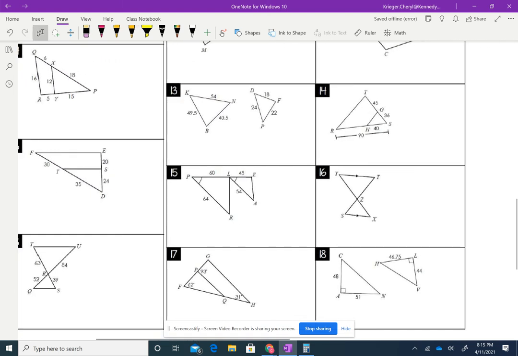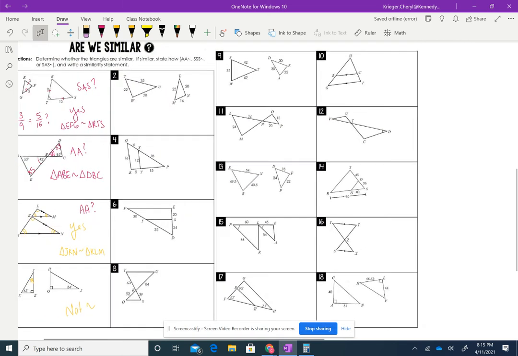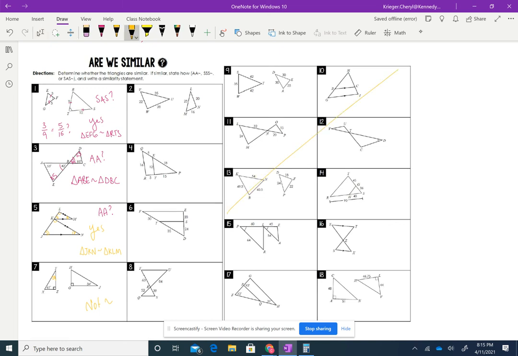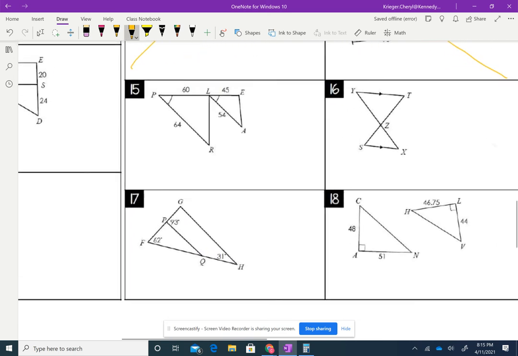Let's just do a couple more. I don't want to spend all night doing this. So we'll skip these. And I'll do 15 and 17. You guys can do the ones that I skipped that I didn't cross out.